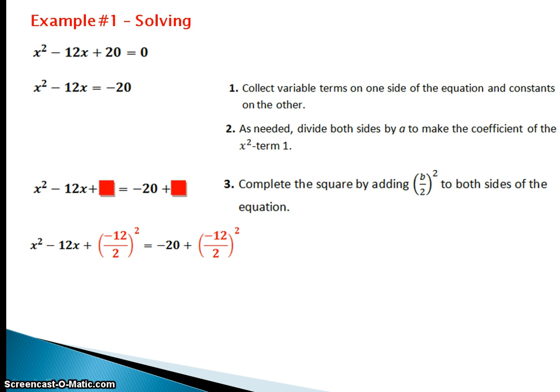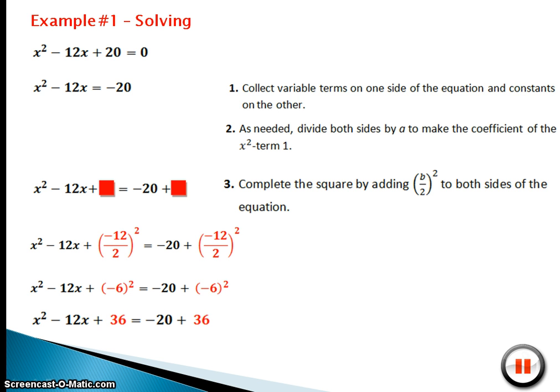So I have negative 12 divided by 2 squared. That's actually negative 6 squared. And that gives me x squared minus 12x plus 36 is equal to negative 20 plus 36. Now we're not done yet, but this took more than one slide. So pause now and make sure that you have this part of example 1 written down.